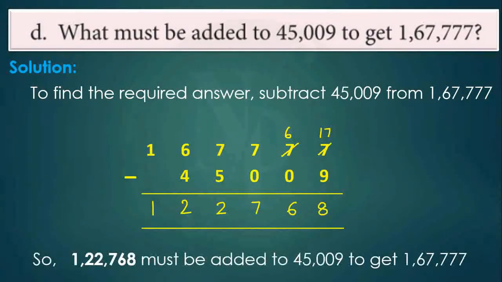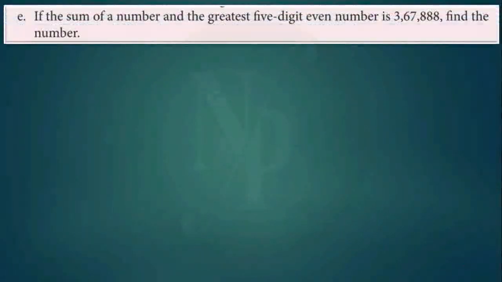So 1,22,768 must be added to 45,009 to get 1,67,777. So this is the required other number which is to be added with this number to get 1,67,777 as sum. Next question.